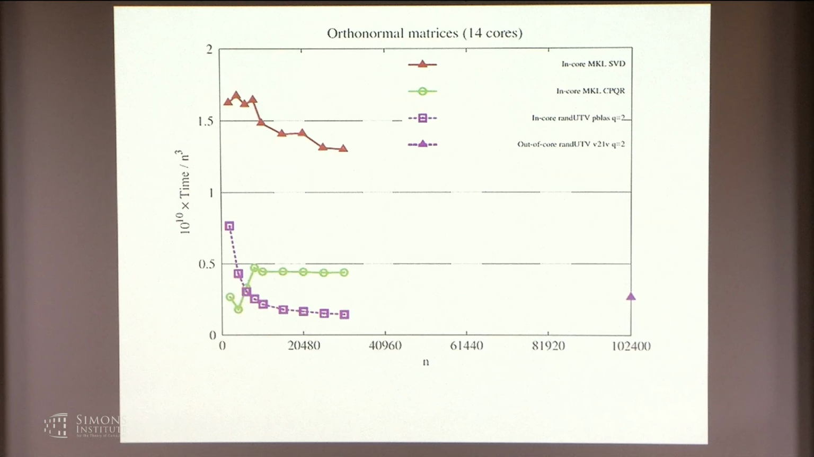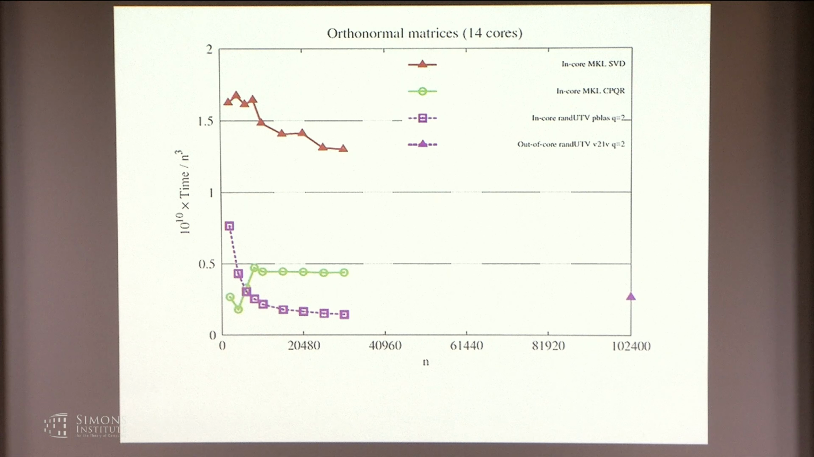Let's look at computational timings. So I'll show you the exotic timings here. This is on a 14-core machine, so we compare against the MKL implementations of LAPACK. So this is SVD, here is column pivoted QR, and this is UTV with 2 power iterations. So it's really much faster than even column pivoted QR.